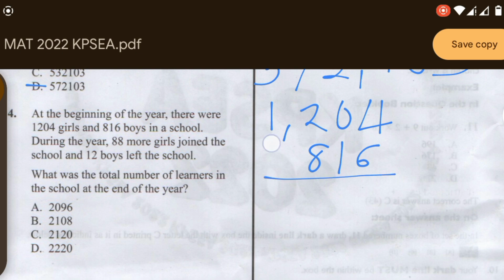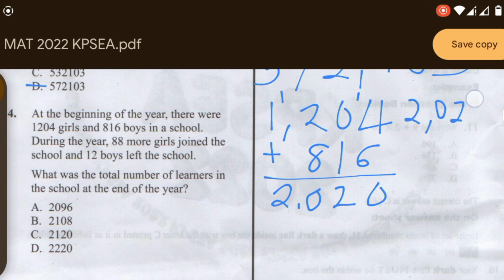So let's see how many students we had at the beginning of the year. 4 plus 6 is 10, so 0 carry 1. 1 plus 0 is 1. 1 plus 1 is 2. And then 2 plus 8 is 10, 0 carry 1, 2. So at the beginning of the year we had 2,020 students. During the year, 88 more girls joined the school. So we'll do the total plus the 88 girls that joined.